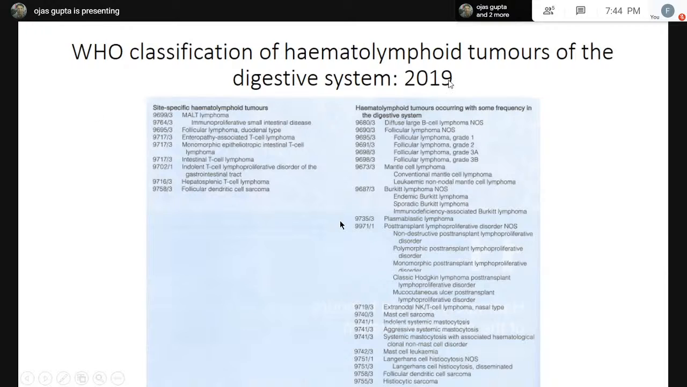So this is the 2019 WHO classification of hematolymphoid tumors of the digestive system. It is mainly divided into site-specific hematolymphoid tumors and hematolymphoid tumors occurring with some frequency in the digestive system. In the site-specific category, we have MALT lymphoma, duodenal-type follicular lymphoma, EATL, MEITL, ITL, hepatosplenic T-cell lymphoma, follicular dendritic cell sarcoma. And among other lymphomas, we have DLBCL, the most common, followed by follicular lymphoma, mantle cell lymphoma, Burkitt lymphoma, plasmablastic lymphoma, PTLDs, and others.